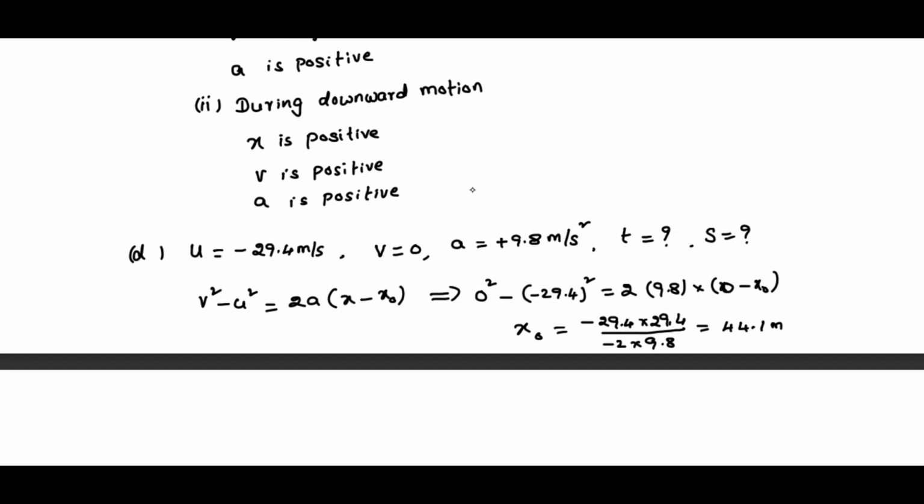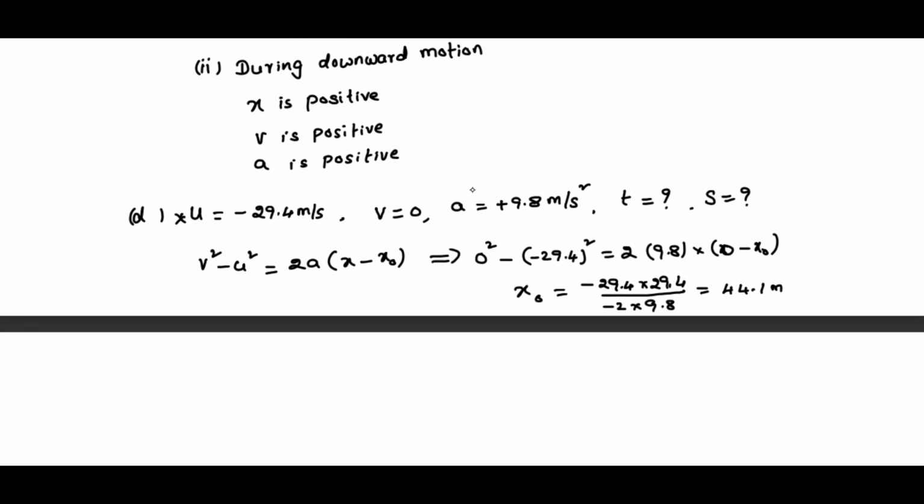And also we need to find out the time taken. If we use v is equal to u plus at, from this 0 is equal to minus 29.4 plus 9.8 into t. From this, t is equal to 3 seconds. That means it will take 3 seconds to reach maximum height.